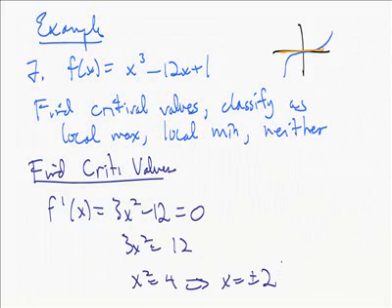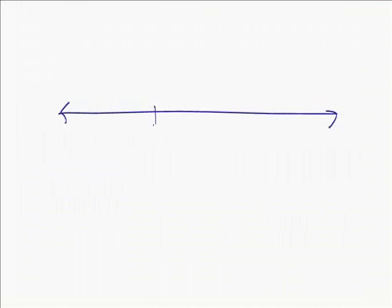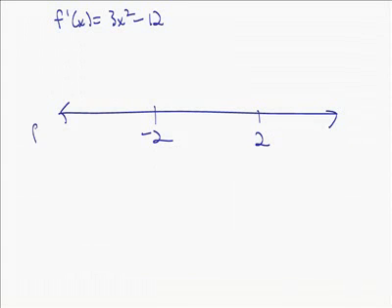So now I want to classify these as either maxes or mins. And I'm going to do it a little bit differently than the book does it. I'm going to make a real number line, and I'm going to look at my two critical points, negative 2 and positive 2. Let's remind ourselves what the derivative was. The derivative of this function was 3x squared minus 12. Down here, I'm going to look at f prime of x for these regions. And basically, for any number in these regions, the derivative is going to have the same sign. It's either going to be positive or negative.